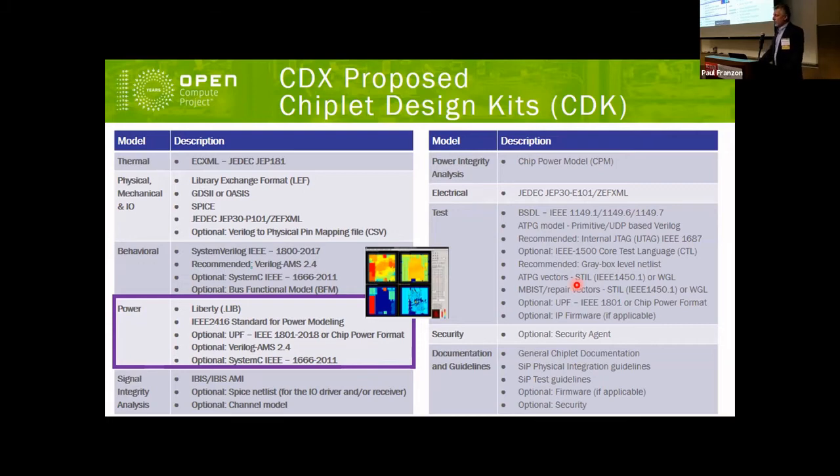So IEEE 2416 is a standard, and this is used to define parameterized abstract power models for use in system level analysis. Now, we could also provide optional Verilog or SystemC models, and they could also be used, and they can include thermal and/or power information, again, for system level or SiP level simulations.